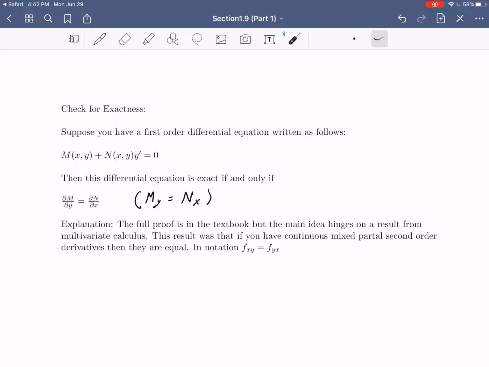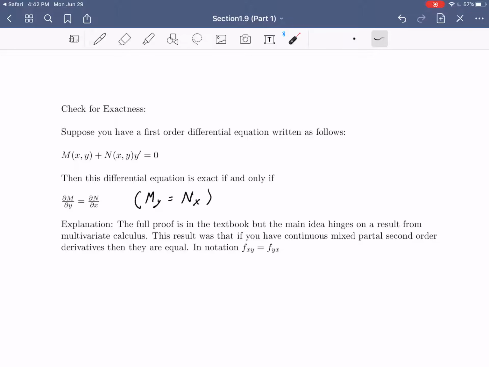In other words, you can check if a differential equation is exact by taking the partial with respect to y of this piece and the partial with respect to x of this piece, and if those two things are equivalent, then it's guaranteed to be exact. It says a little bit more as well: if these two things are not equal, then you automatically know it's not exact.